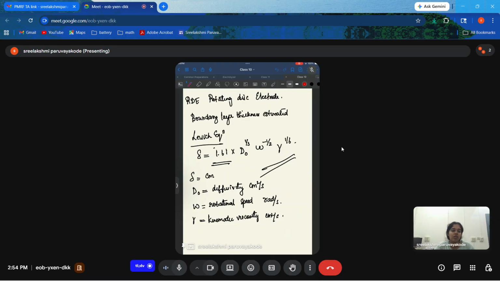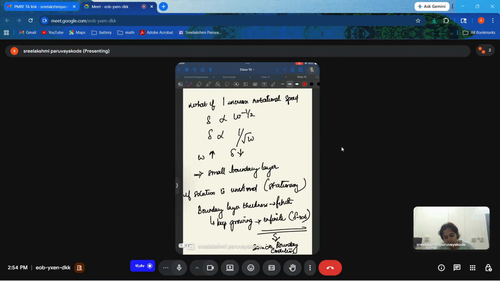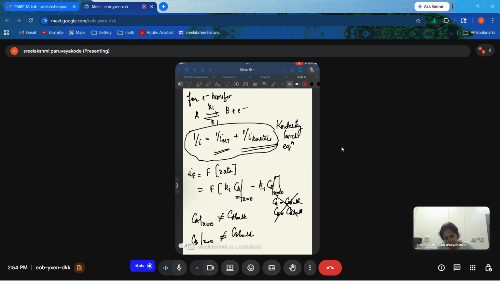So mass transfer limitation can be reduced. We can use an RDE, a rotating disk electrode, in order to induce this rotation or mixing. The boundary layer thickness can be described using the Levich equation, where it is related to the diffusion coefficient, the rotation speed, and the viscosity. If I increase the rotation speed, it will cause a decline in the boundary layer. It is inversely related to the square root of rotation speed. Then for an actual surface, the total current for any electrode reaction will be the sum of the current due to kinetics and due to mass transfer.